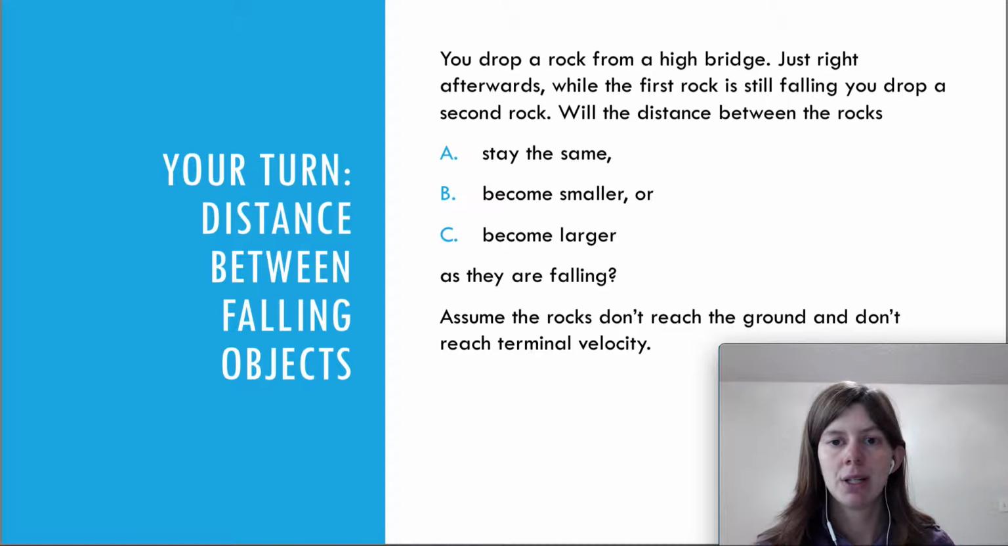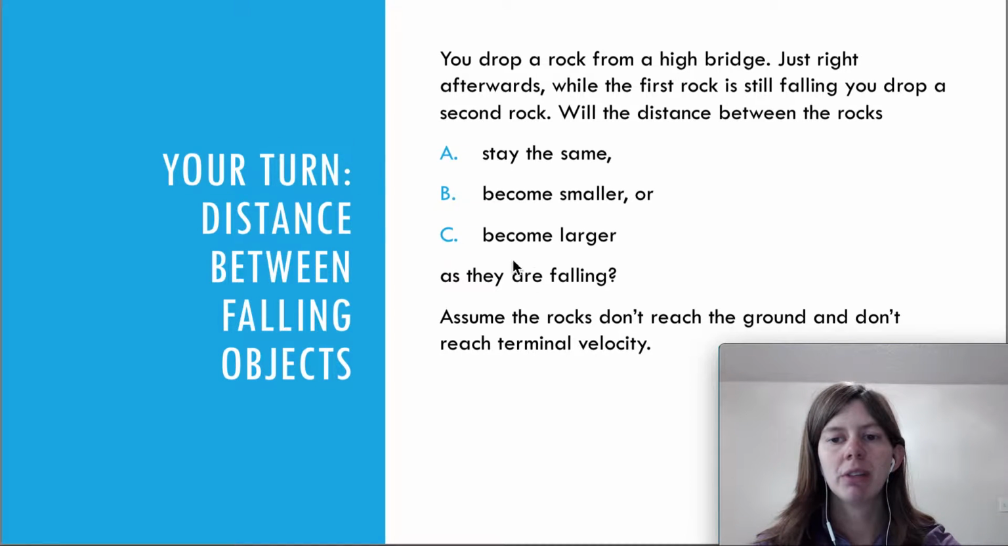I have a your turn question here. So you're dropping a rock from a high bridge. Just right afterwards, while the first rock is still falling, you drop a second rock. Will the distance between the rocks stay the same, become smaller, or become larger as they are falling? Assume the rocks don't reach the ground and don't reach terminal velocity.